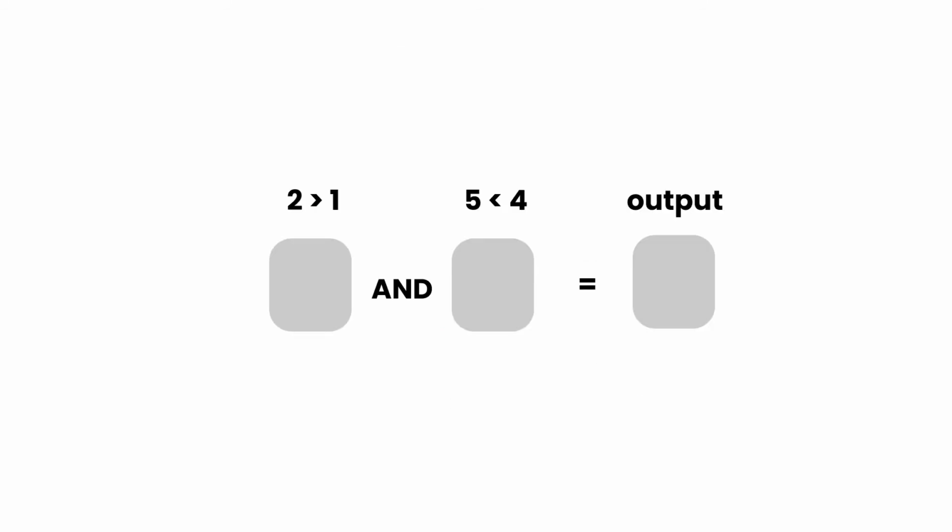So let's look at another example. In this example, we aren't using two Booleans, but rather comparing two numbers, and the output of these comparisons will either be true or false, so we can use the Boolean operator on them. The AND first checks if 2 is greater than 1, which it is, and then checks to see if 5 is less than 4, which it isn't, and therefore the output of this Boolean operation will be false.